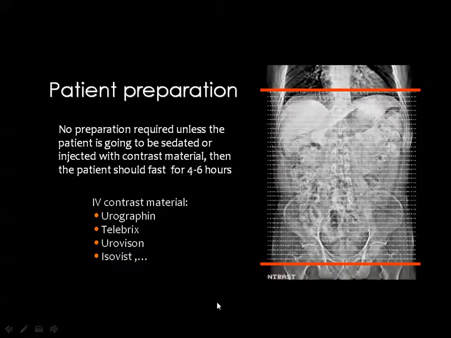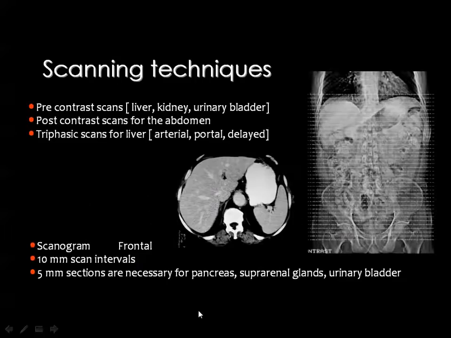Then we usually need to inject the patient with intravenous contrast, and these are some of the types of contrast media available in the market. Then we started the examination, and we have sections too. In the sections you can see the liver on the right side, the spleen on the left side, and this is the stomach, which is full with the orally administered gastrografin. Here is the aorta and the IVC. I hope you remember the lecture of abdominal CT and MRI anatomy.